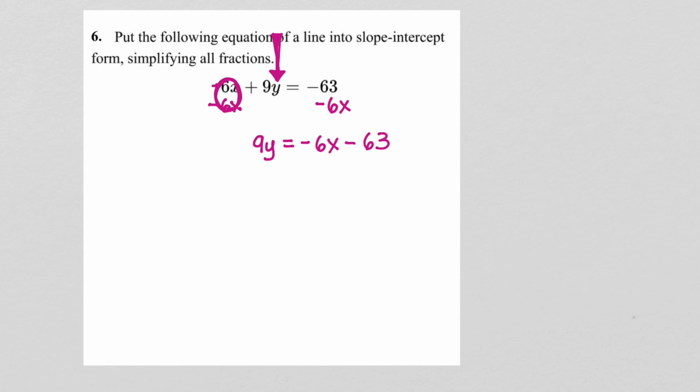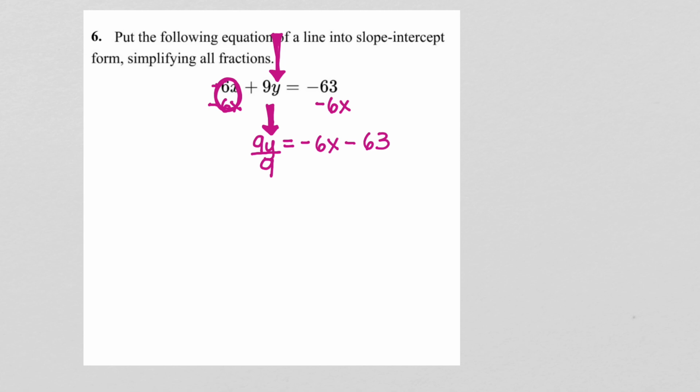Now, the last problem, when I got to this point right here, I was done. But remember that my goal is to get y by itself. So that means I need to get rid of that 9 that is in front of the y. So remember, when I have two things touching each other, that means multiplication. So the opposite of multiply is to divide. So in order to get y by itself, I need to divide by 9.